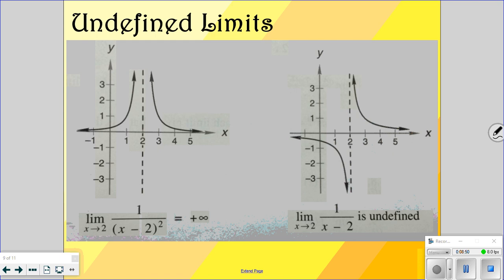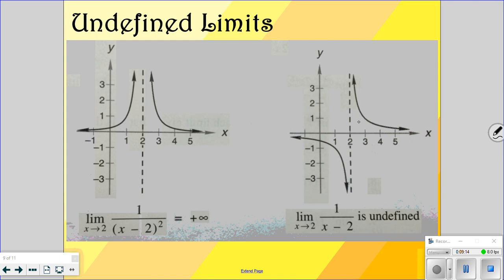Alright, so now we're going to look at two graphs real quick. They're very similar. They're both 1 over x minus 2, but one of them is 1 over x minus 2 squared. So if you look here, both the left and the right hand limits are both going up, and so they're both approaching infinity. And so the limit at 2 is going to be infinity because the left side and the right side are both approaching infinity.